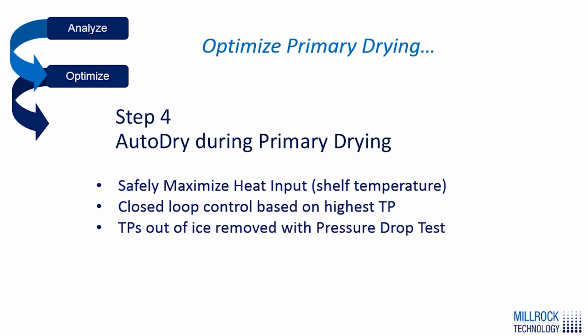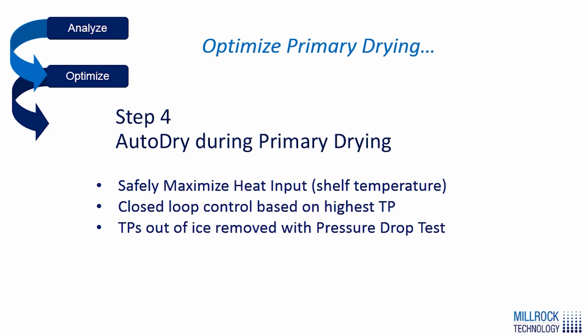But early on, when there is no dried cake resistance and your interface pressure is the pressure that you're controlling at, that's when you can really drive a lot of heat into your product, and all of that heat's going to go straight towards sublimation without warming your product temperature beyond its critical temperature. So that's the theory that auto-dry works on: it's going to maximize the shelf temperature early on in the cycle and then gradually reduce it to maintain your product below its critical temperature.